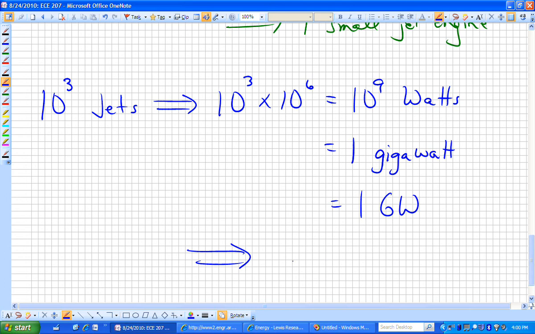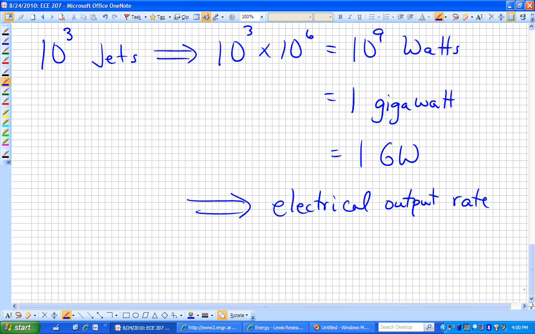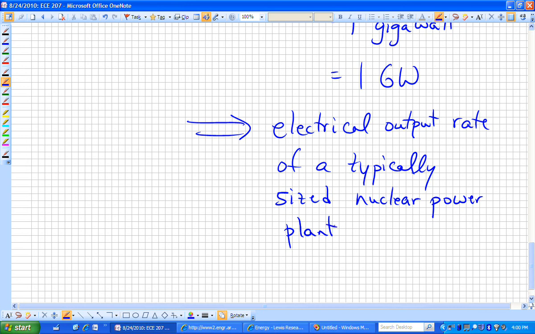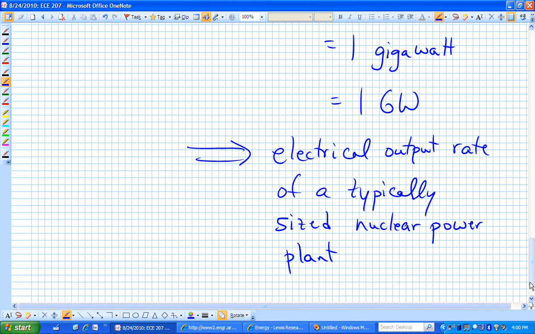So this is the electrical output rate. So that's the power of a typical, or a typically sized nuclear power plant. And I don't know what the Palo Verde nuclear power plant generates, but hopefully it's in that ballpark. You can report that back to me, or you can put that on your passport somewhere. Show me that you were actually listening in class, right?